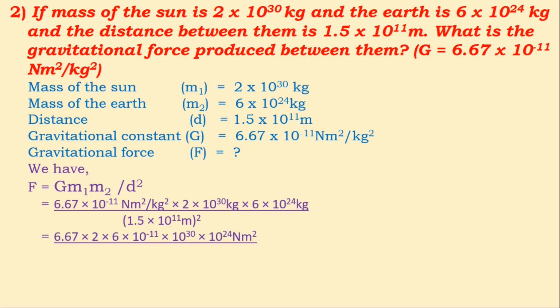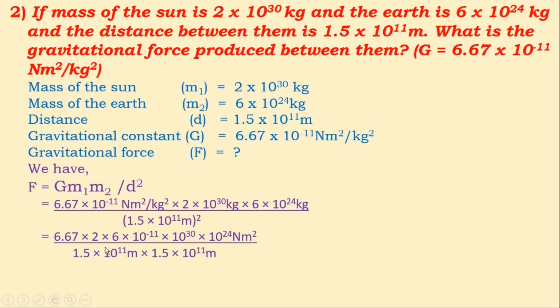like this, 6.67 into 2 into 6, numbers are taken first, and then 10 to the power minus 11, 10 to the power 30, 10 to the power 24 are taken, and the unit kg square is in the denominator, and 2 kgs are in the numerator, and they cancel each other, only Newton per meter square is left. Now 1.5 into 10 to the power 11 meter square means we can write the same twice. Now let's go to another step.